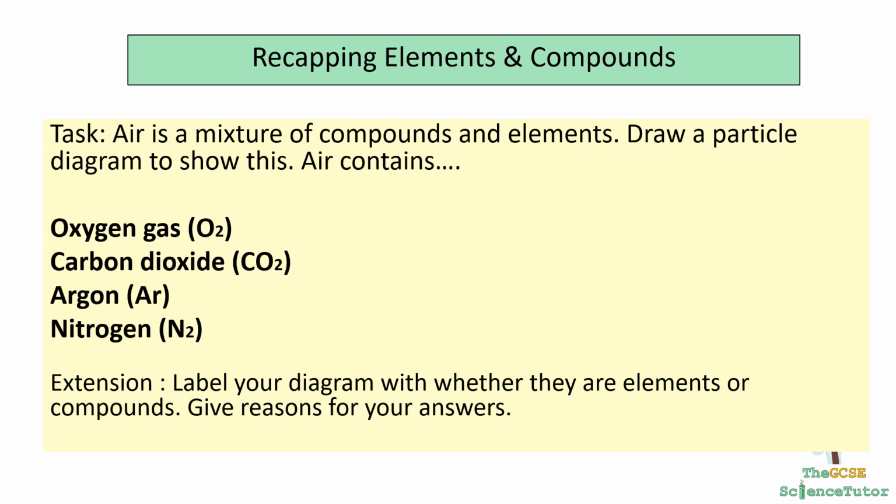But before we begin, let's recap what we did last lesson on elements and compounds. So here's a little task. Air is a mixture of compounds and elements. Draw a particle diagram to show this. Air contains oxygen gas, O2, carbon dioxide, CO2, argon, Ar, and nitrogen, N2.